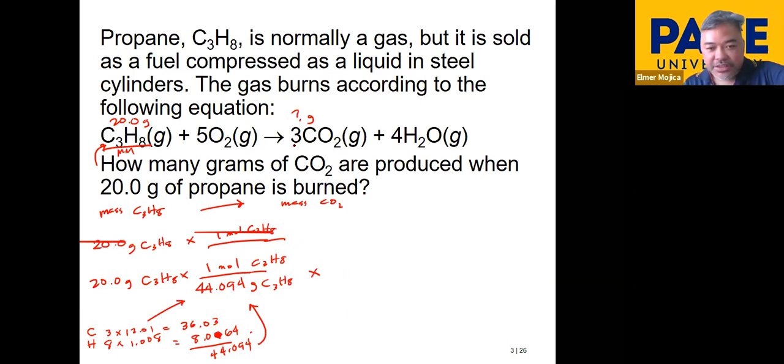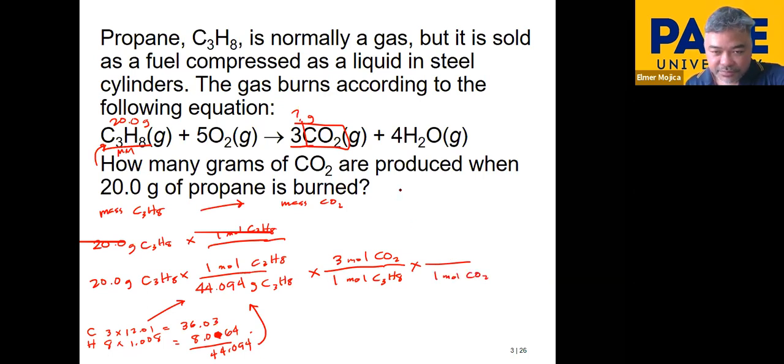And then what's next? You have to determine the relationship in terms of the coefficient. So for every 1 mole of C3H8, you have 3 moles of CO2. And then you also need to get the molar mass of CO2. So for every 1 mole of CO2, you have 12.01 plus 2 times 16, so 12.01 plus 32, you have 44.01.